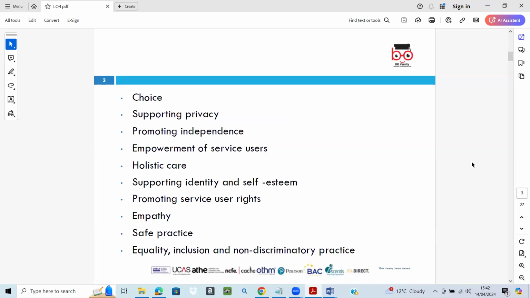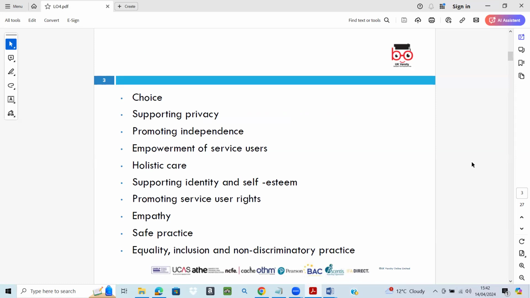Okay, then we have a few other bullet points. So we have first choice. Okay, so providing choices empowers service user, allowing them to feel in control of their lives and care, which is vital for their autonomy and dignity.